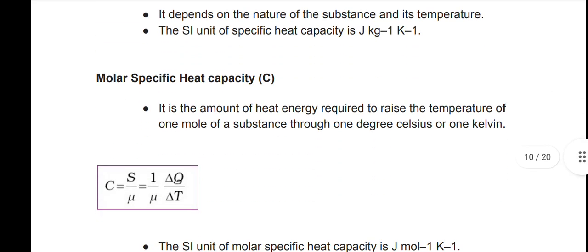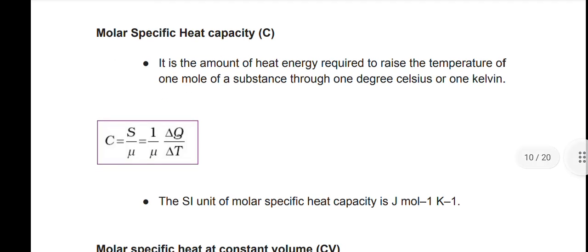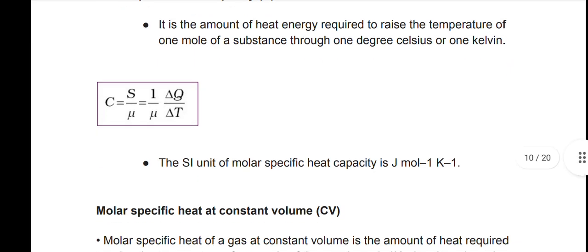Molar specific heat capacity. It is the amount of heat required to raise the temperature of 1 mole of a substance through 1 degree Celsius or 1 Kelvin. C is equal to S by mu, equal to 1 by mu into delta Q by delta T. The SI unit of molar specific heat capacity is joule per mole per Kelvin.